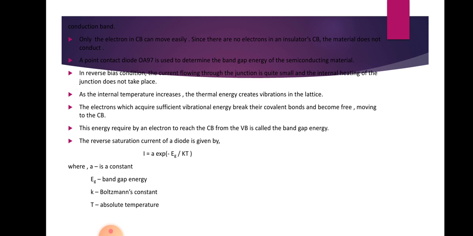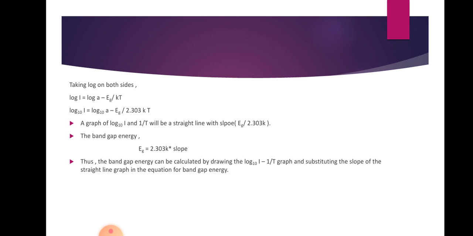We have the equation for the reverse saturation current of the diode given by I = A exp(-Eg/kT). Here A is a constant, Eg is the band gap energy, k is the Boltzmann constant given by 1.38 × 10^-23 joule per Kelvin, and T is the absolute temperature. Now taking log on both sides of the equation, we get log I = log A - Eg/kT, or log to the base 10 I = log to the base 10 A - Eg/(2.303 kT).